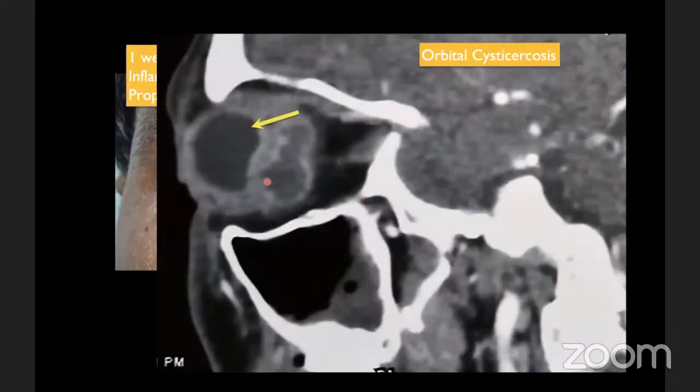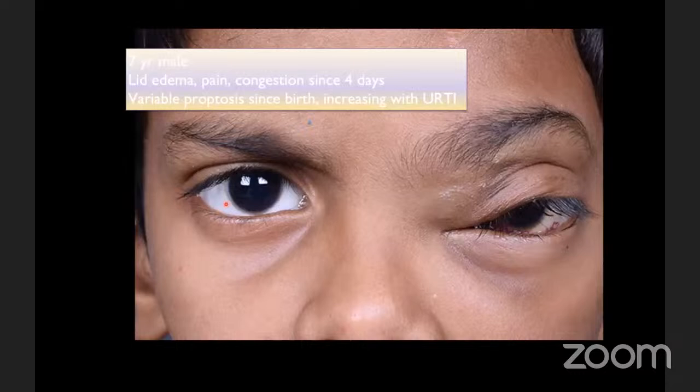the globe. Yeah, so the orbital cysticercosis. As you can see, there is a cystic lesion which is present right behind, and there is a scolex, a specific area of hyperdensity that you can pick up. And this was a case of orbital cysticercosis. So that would also present with inflammation.